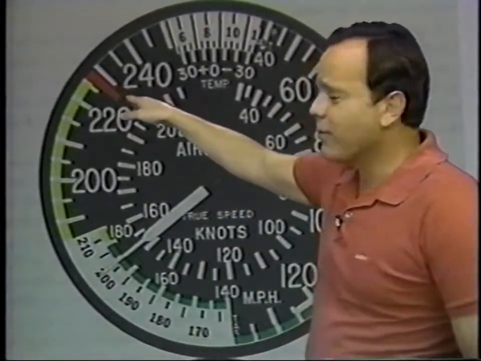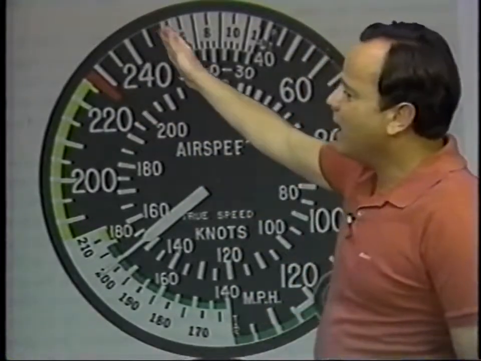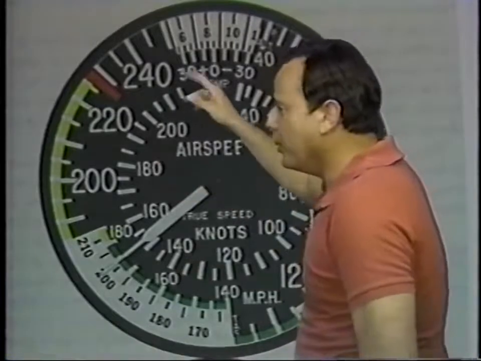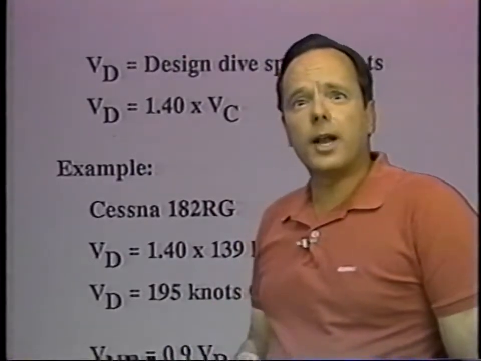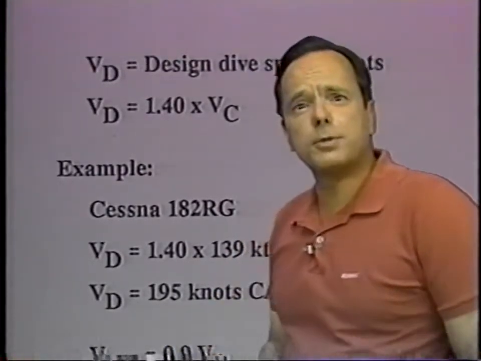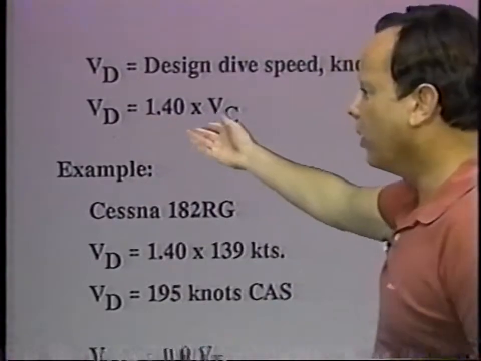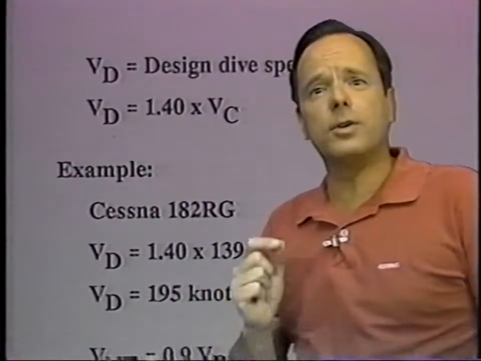Next thing we want to talk about is red line, which is never exceed speed. And there's another speed above red line that you're never legally going to be able to fly your airplane, and probably realistically never going to be able to fly it at that speed anyway, and that's called design dive speed. Let's talk about how we arrive at those. Well, design dive speed for normal category aircraft must be a certain minimum speed, and that speed is 1.4 times that design cruise speed that we just figured out.